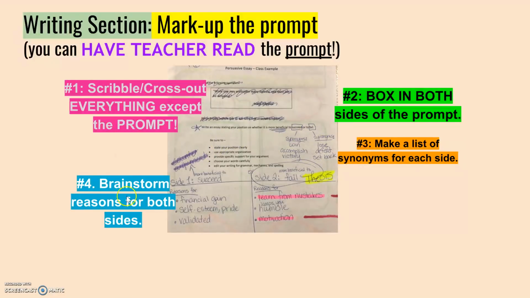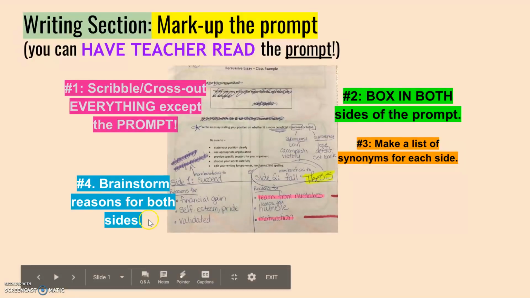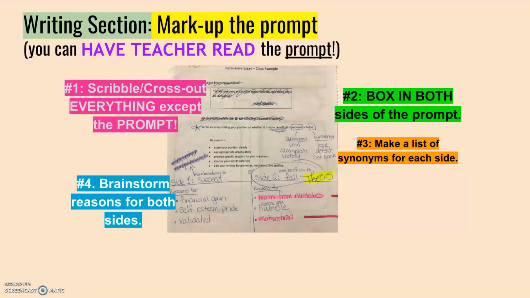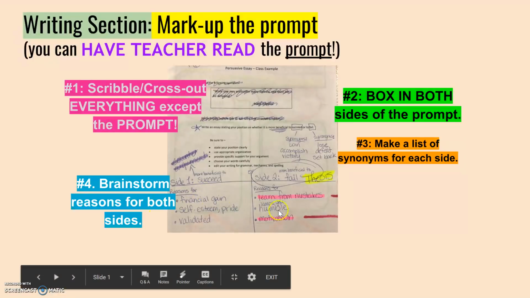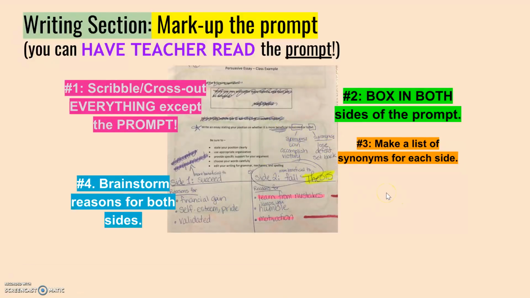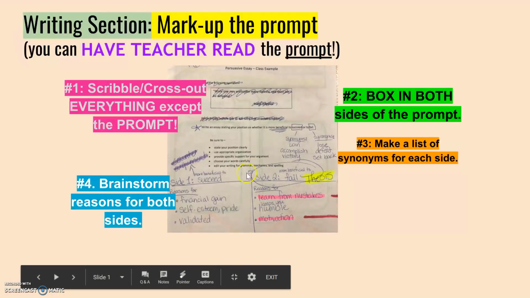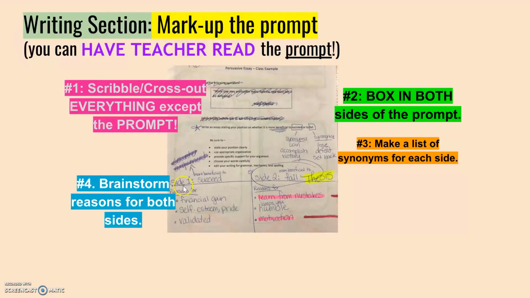Number 4, you're going to brainstorm reasons for both sides. If you are testing on the computer, do this on the scrap paper that I made sure Mr. Emmons put into your folders. All right? So you create a T-chart, line down the middle, line across, side 1, more beneficial to succeed, side 2, from my choices, more beneficial to fail. Then I'm going to come up with reasons for both.